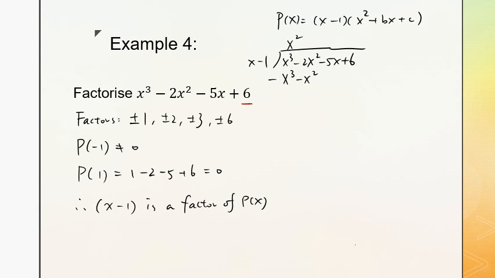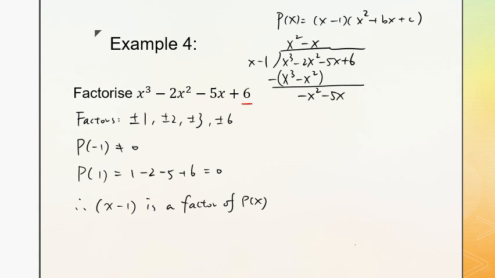Then you do subtraction. So minus 2x squared, and minus minus here will give you a plus. Therefore, it's going to be minus x squared minus 5x. You carry down this term to this line. Then minus x squared divided by x, you have negative x.